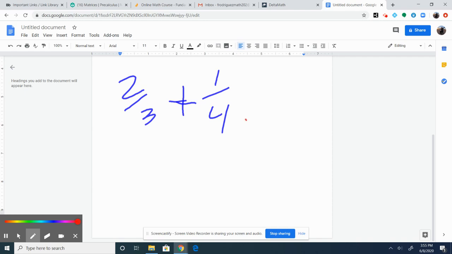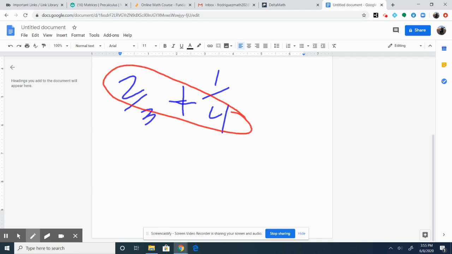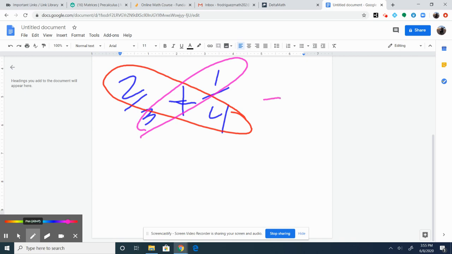So what we're going to do is we're going to circle this 2 and 4. And then let me do this in a different color. We're going to circle this 3 and 1. So what we're going to do is we're actually going to multiply those numbers. So we're going to have 2 times 4, which would be 8. And then we're going to multiply 3 times 1, which would give us 3.